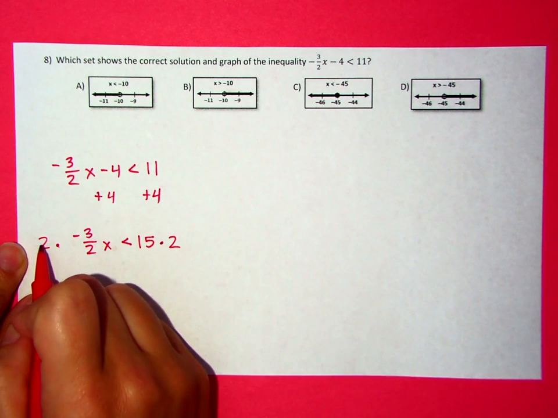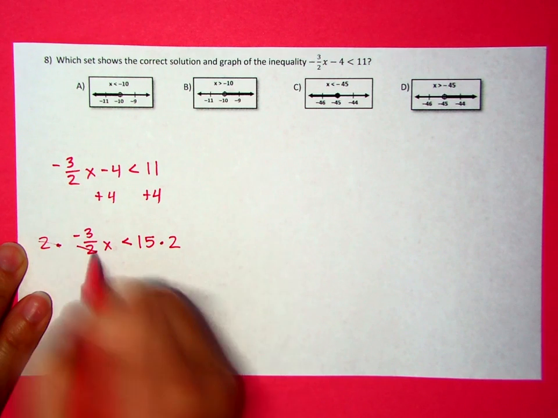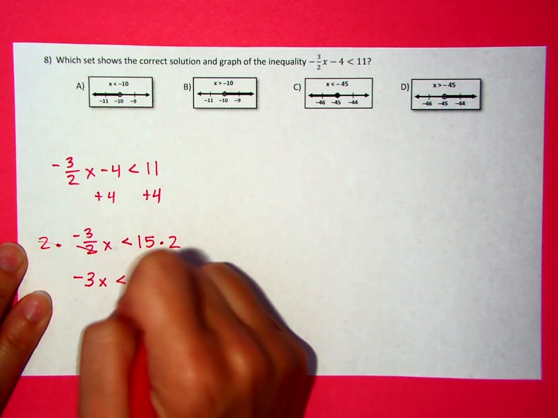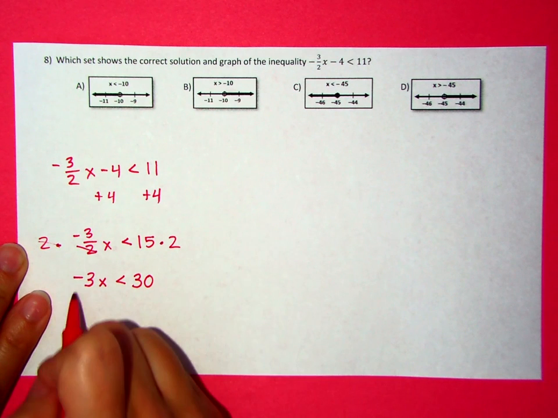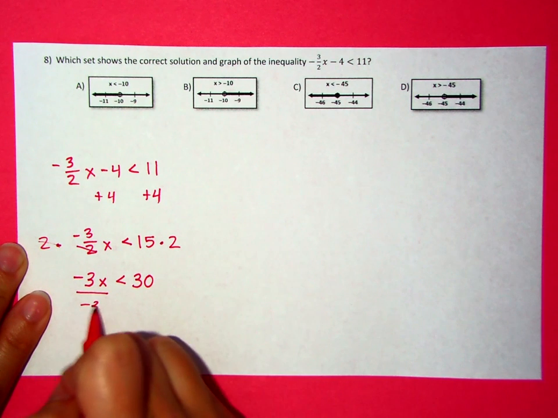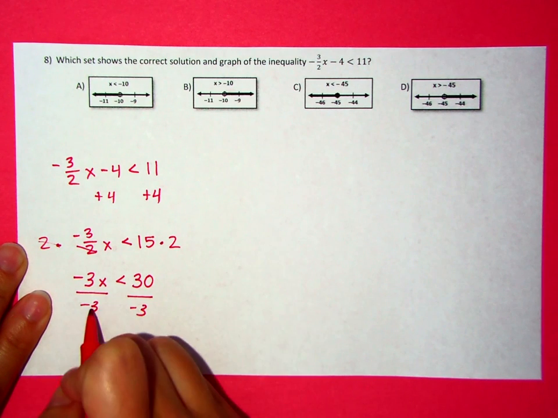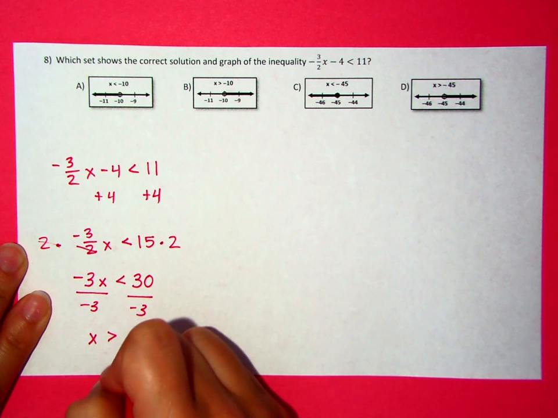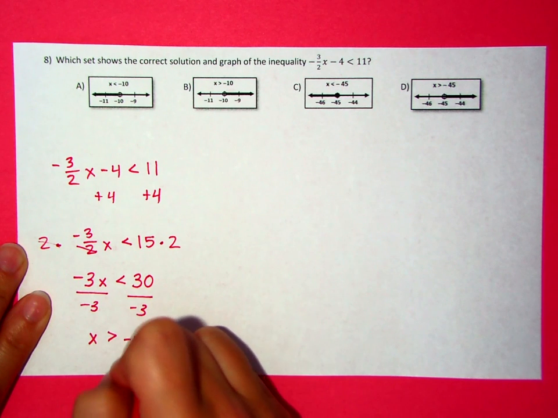Because when you do 2 times this, these 2's would cancel, and you're left with negative 3x is less than 30. And then you say, okay, well now I'm going to divide both sides by this negative 3. Whenever you multiply or divide by a negative, it's going to flip your sign. So now I've got x is greater than negative 10.